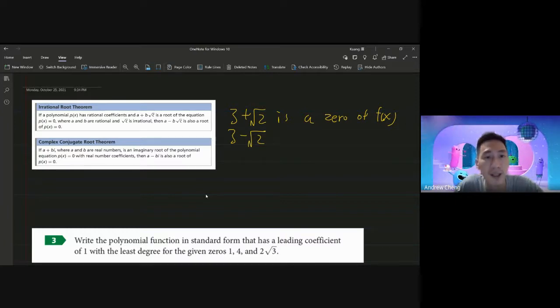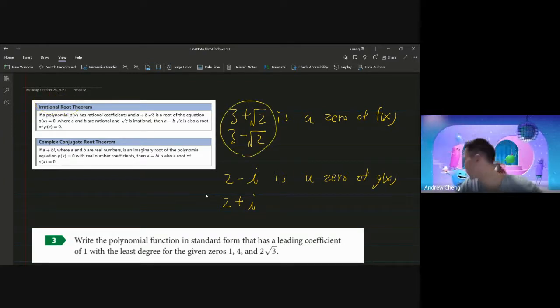And also for i. So if I say 2 minus i is a zero of g of x, then I must have the other root, the other zero, 2 plus i. So the irrational roots always appear in pairs, like this. So you will see a question like this.